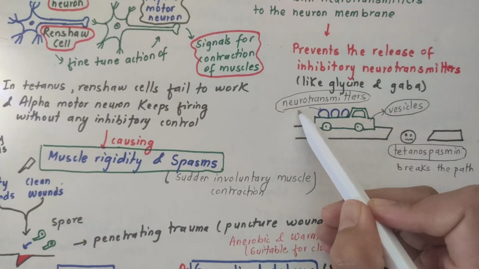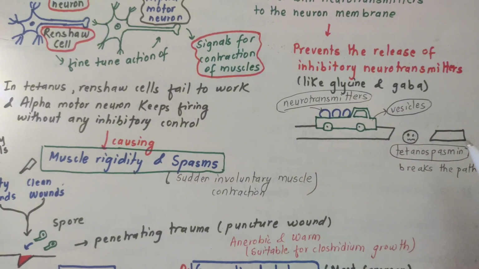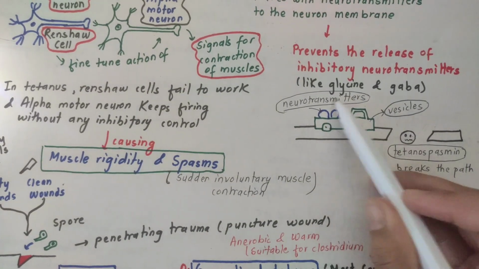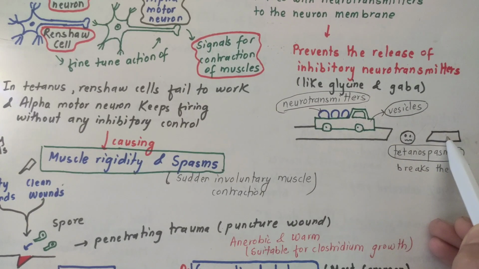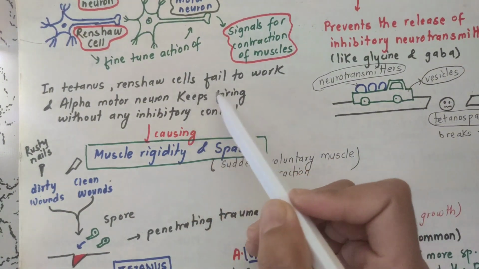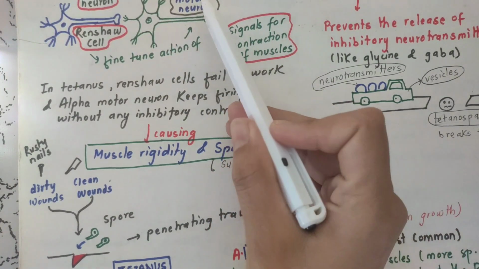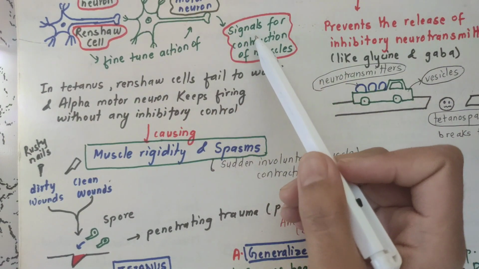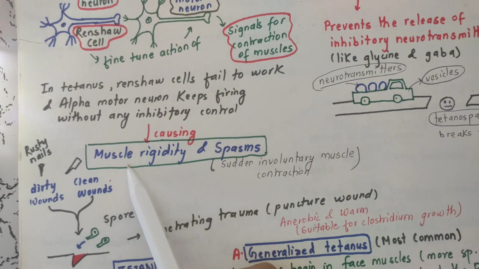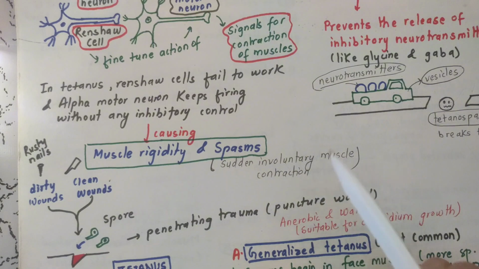From this figure, we can assume that a vehicle is a vesicle. Vesicle transport neurotransmitter to neuron membrane. But in case of tetanus, tetanospasmin toxin breaks the path and does not allow the vesicle to transfer neurotransmitter to another neuron membrane. When Ransom cells are not allowed to work properly along with alpha motor neuron, the alpha motor neuron keeps on firing without any inhibitory control, causing muscle rigidity and spasm. Spasms are the sudden involuntary contractions of muscle.